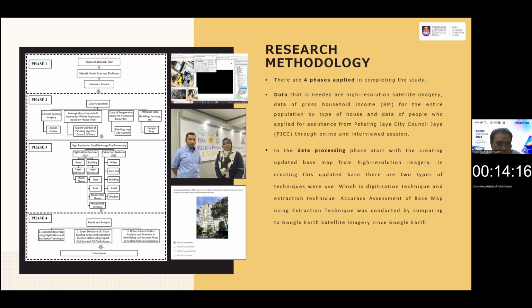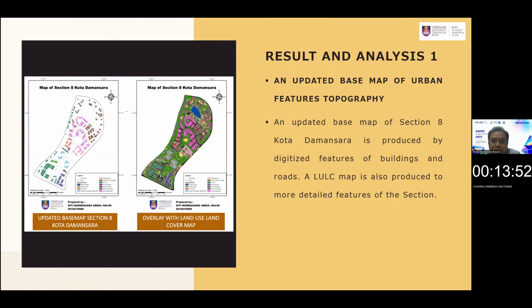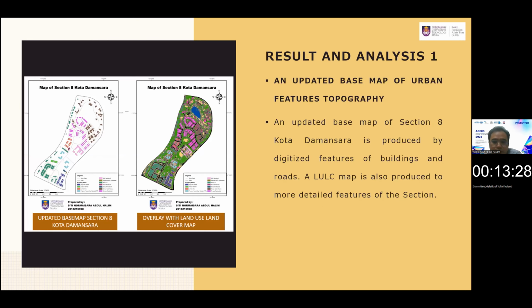After completing all of the objectives, we can produce the results, which are an updated base map, an updated database of urban building areas, and also urban income status analysis and scenario of the study area. So the first result is the updated base map of urban topography. Why is this updated map very important? Because the previous map produced by the local agency is still the old outdated base map. So if using an outdated map to analyze something, I think it is rubbish. The concept of GIS is garbage in, garbage out.